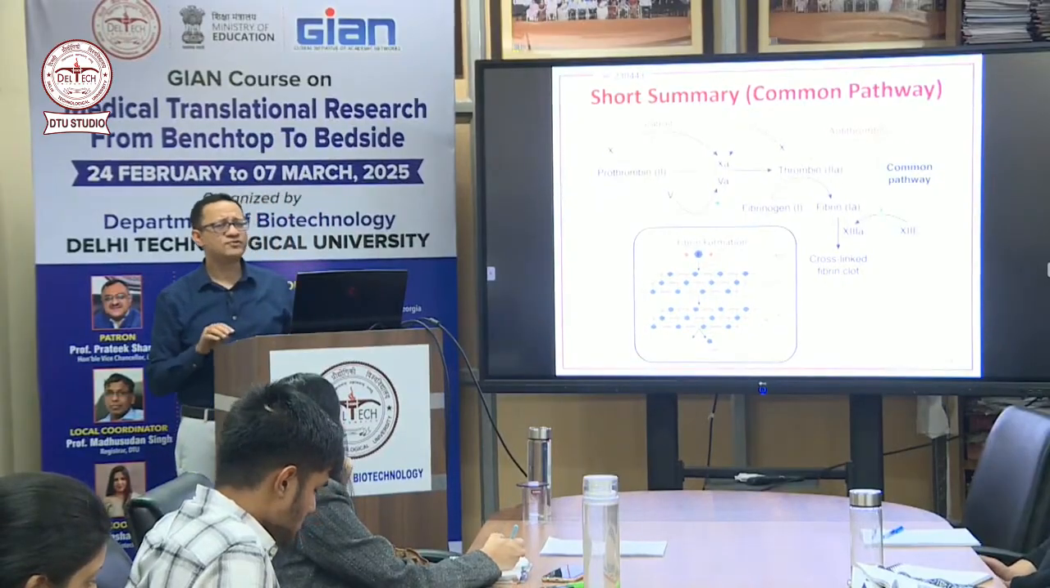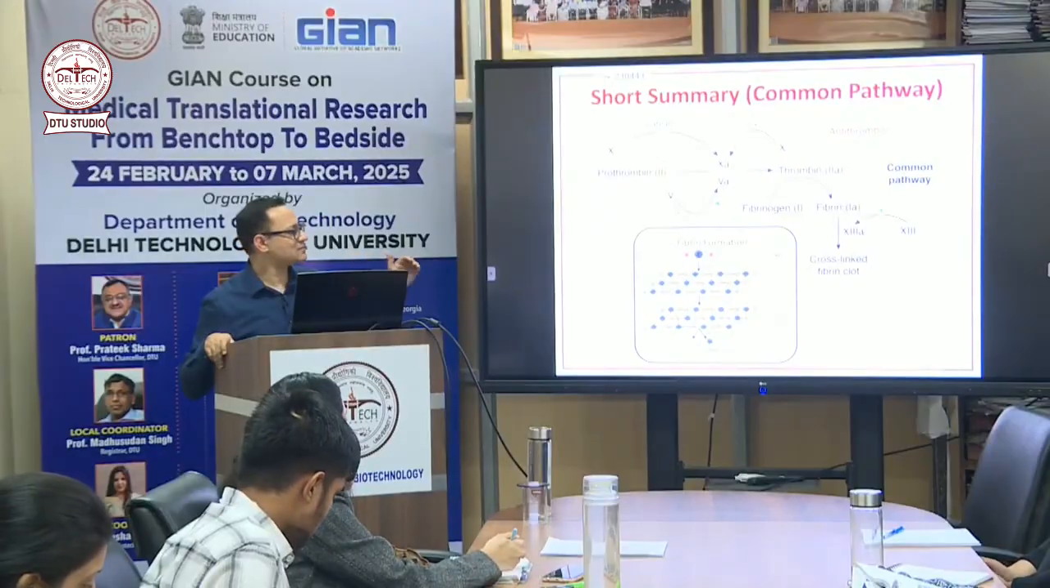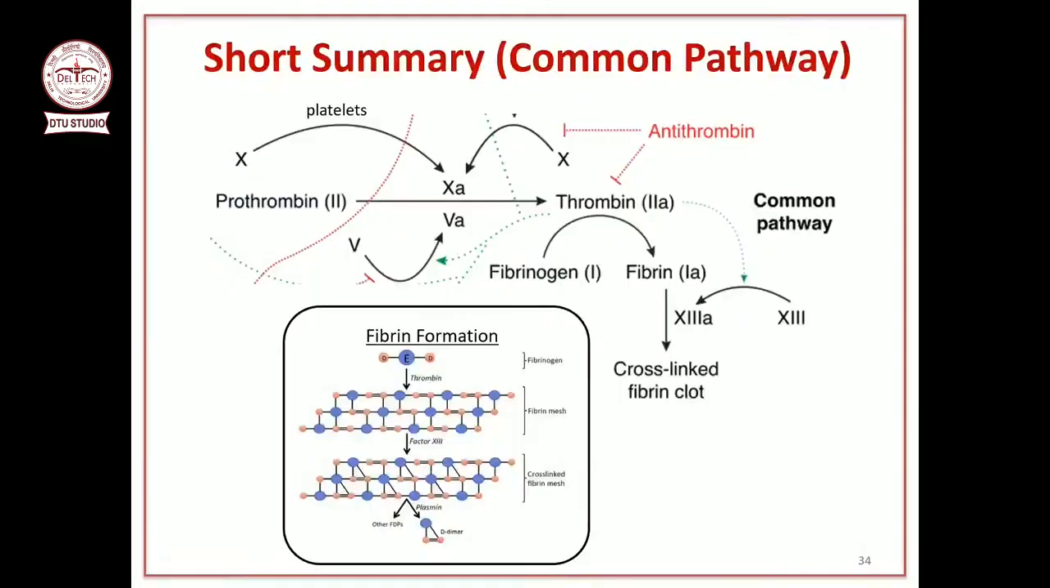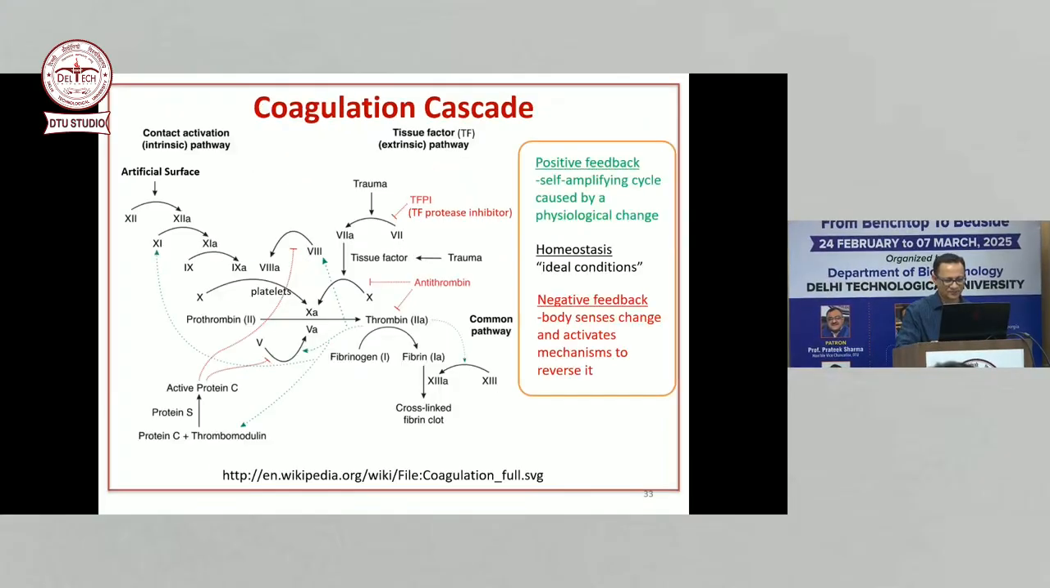So even if you cannot remember that whole pathway, I think this is probably easy to remember: factor 10 gets activated, that leads prothrombin to form more thrombin. Thrombin helps in converting fibrinogen to fibrin. Fibrin forms a clot, cross-linked by activated factor 13.